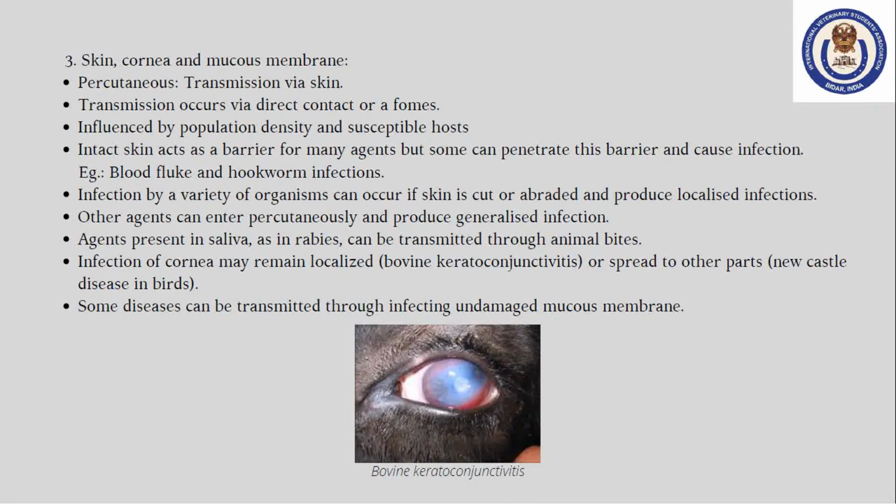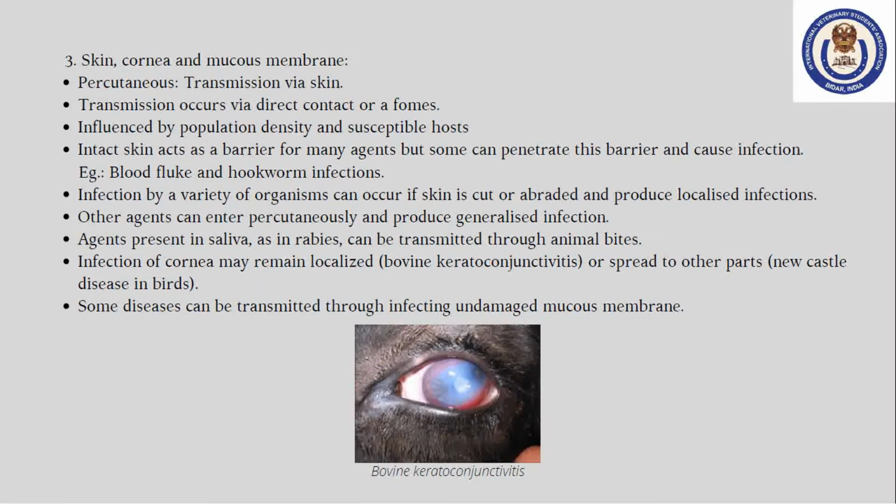Third is the skin, cornea, and mucous membrane. Transmission via skin is known as percutaneous transmission, and it can occur through direct contact or a fomite, and this is influenced by the population density and susceptible hosts. That is, if there is high population density and an increased number of susceptible hosts, then the transmission of infection is more. Most of the time, intact skin acts as a barrier for many agents, but some organisms can penetrate this barrier and cause infection, like the blood flukes and hookworms.